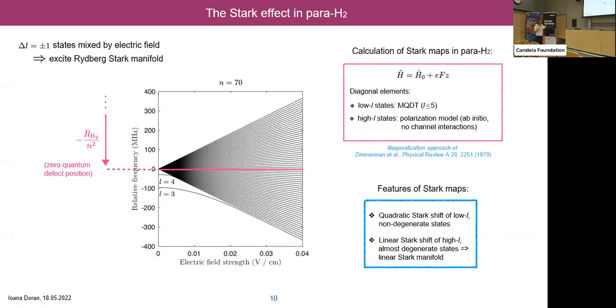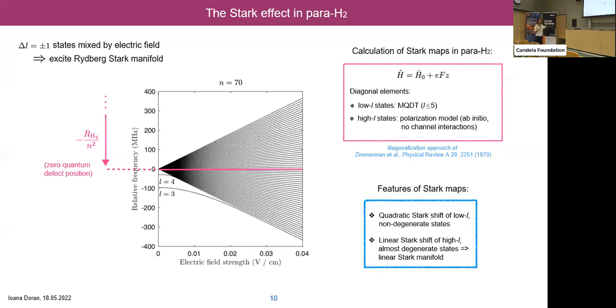I just want to briefly mention that our calculation method here is based on the approach of Zimmermann. This is a diagonalization of the total Hamiltonian, and the total Hamiltonian we write as the sum of the zero field Hamiltonian and the Stark operator. On the off diagonal, we just have to evaluate the Stark interaction strengths between different states. And on the diagonal, we put the zero field energies of all the states.